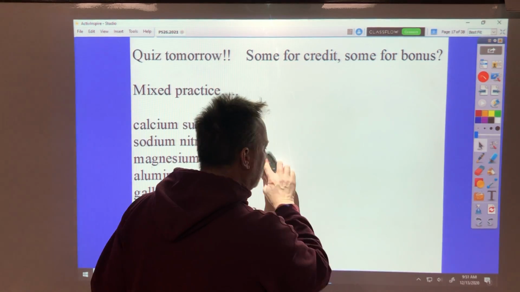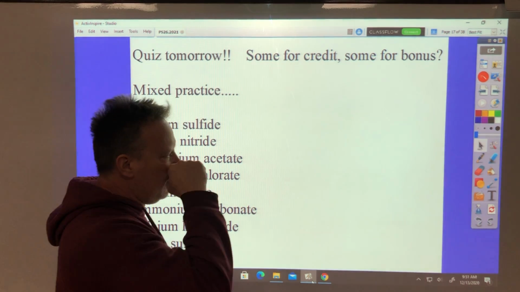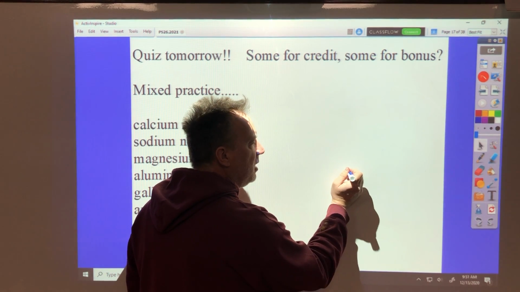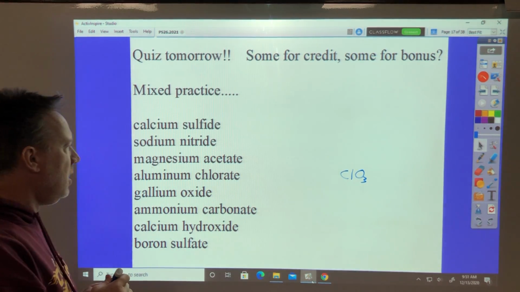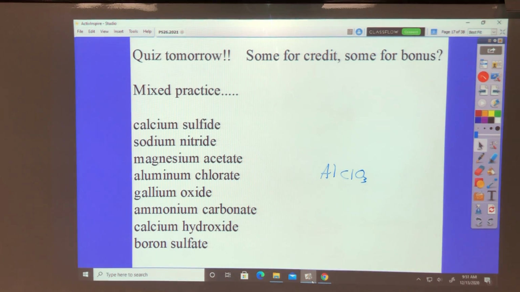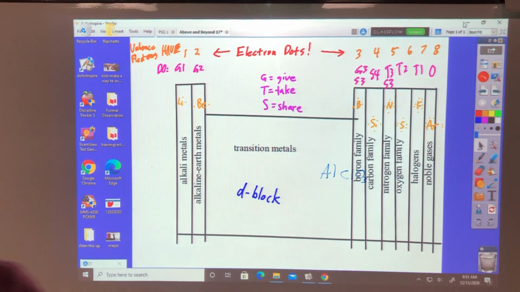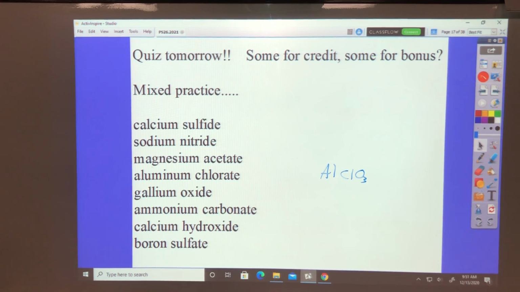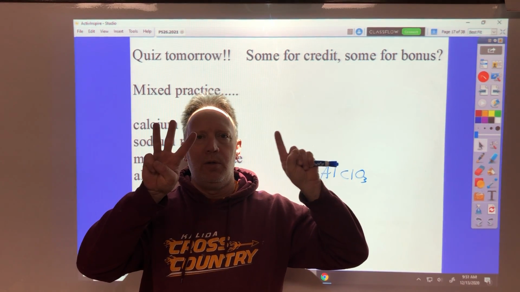Aluminum chlorate. Not an "ide". It's polyatomic. The chlorate ion is ClO3 -1, and the aluminum is Al. If you look here, right there, it gives 3, Al3 positive. So aluminum gives 3, chlorate takes 1, not a match.